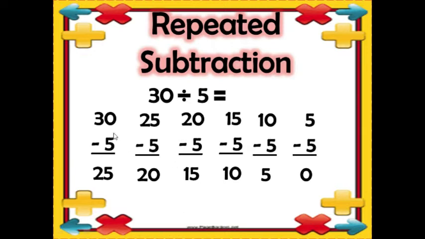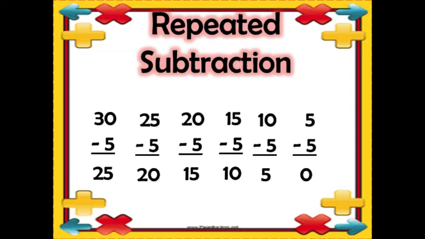So let's count how many times we subtract 5 from 30. So we have here 1, 2, 3, 4, 5, 6. So we subtract 5 six times. So it means the answer, or the quotient, in 30 divided by 5 is 6. So again, let's try to write the number sentence using this repeated subtraction.